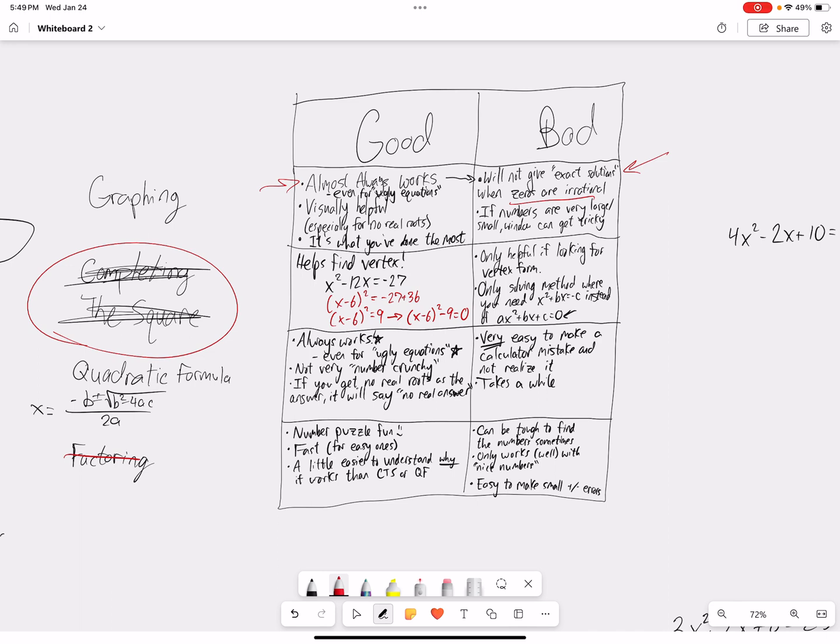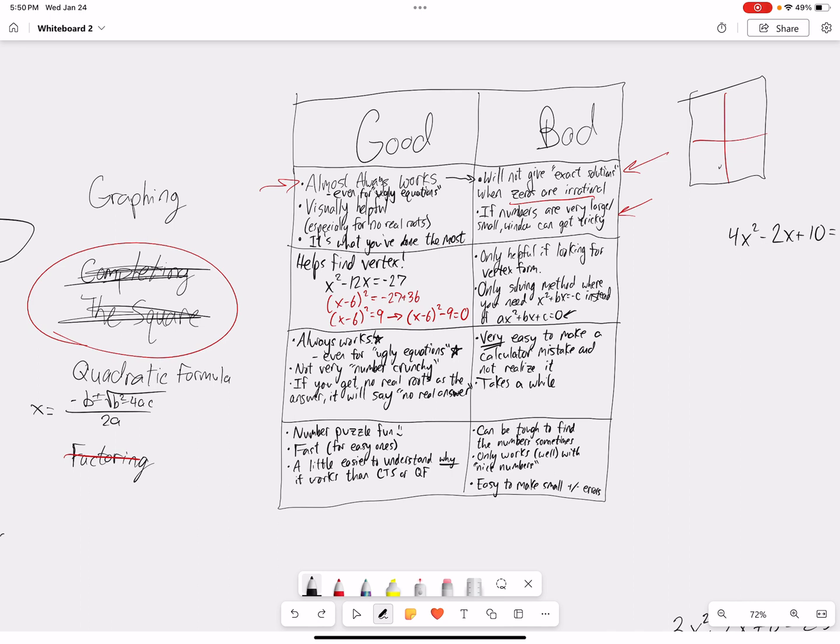And if numbers are very large or small, the window can get tricky. Think about how many times you've opened your graph to see a graph and you just see nothing. Really it's because you're seeing this section of the graph, but the graph is way over here or something and you just can't see it, and you have to mess with the window to find it. That's the only other downside of graphing, is sometimes the calculator window can make it difficult to see.